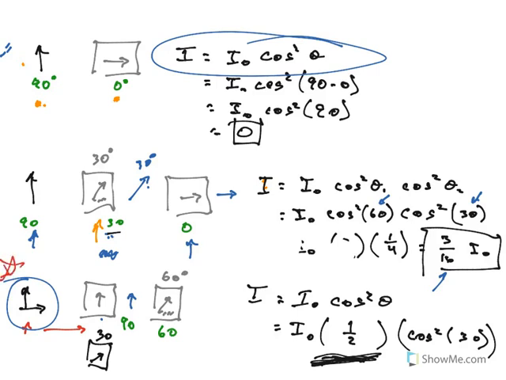So that's very important for unpolarized light. You need to remember that. The first term is always a half. If you start with polarized light, then you start with cosine squareds from the very beginning.